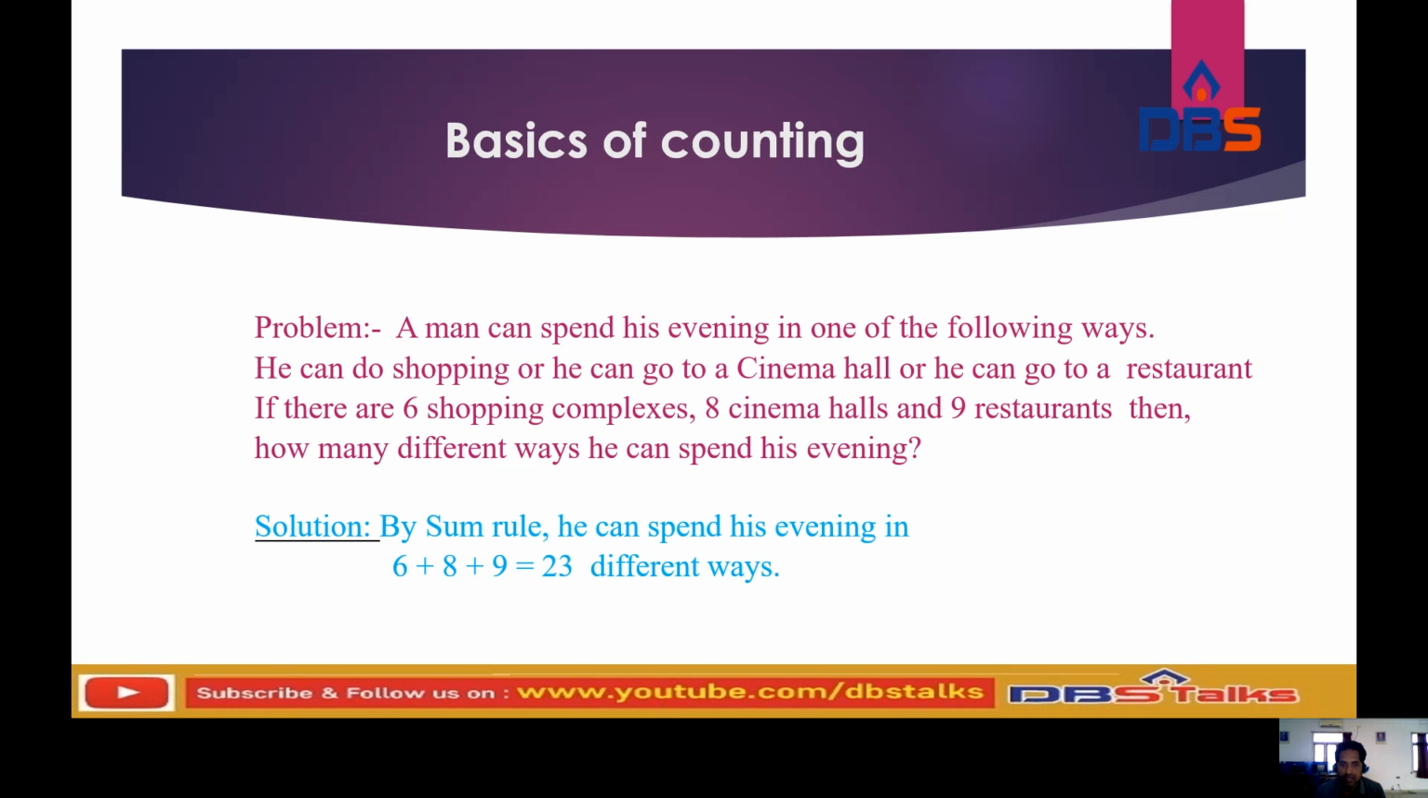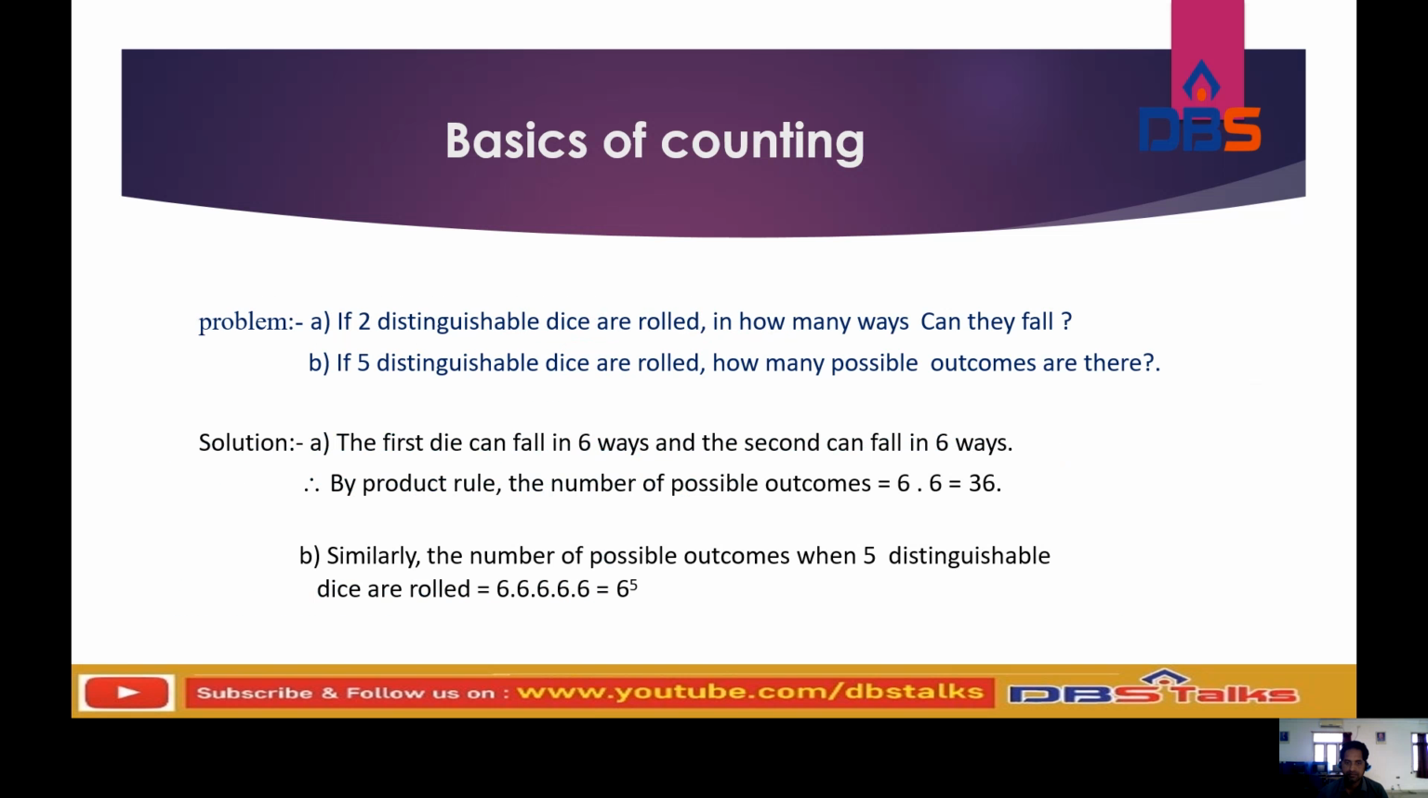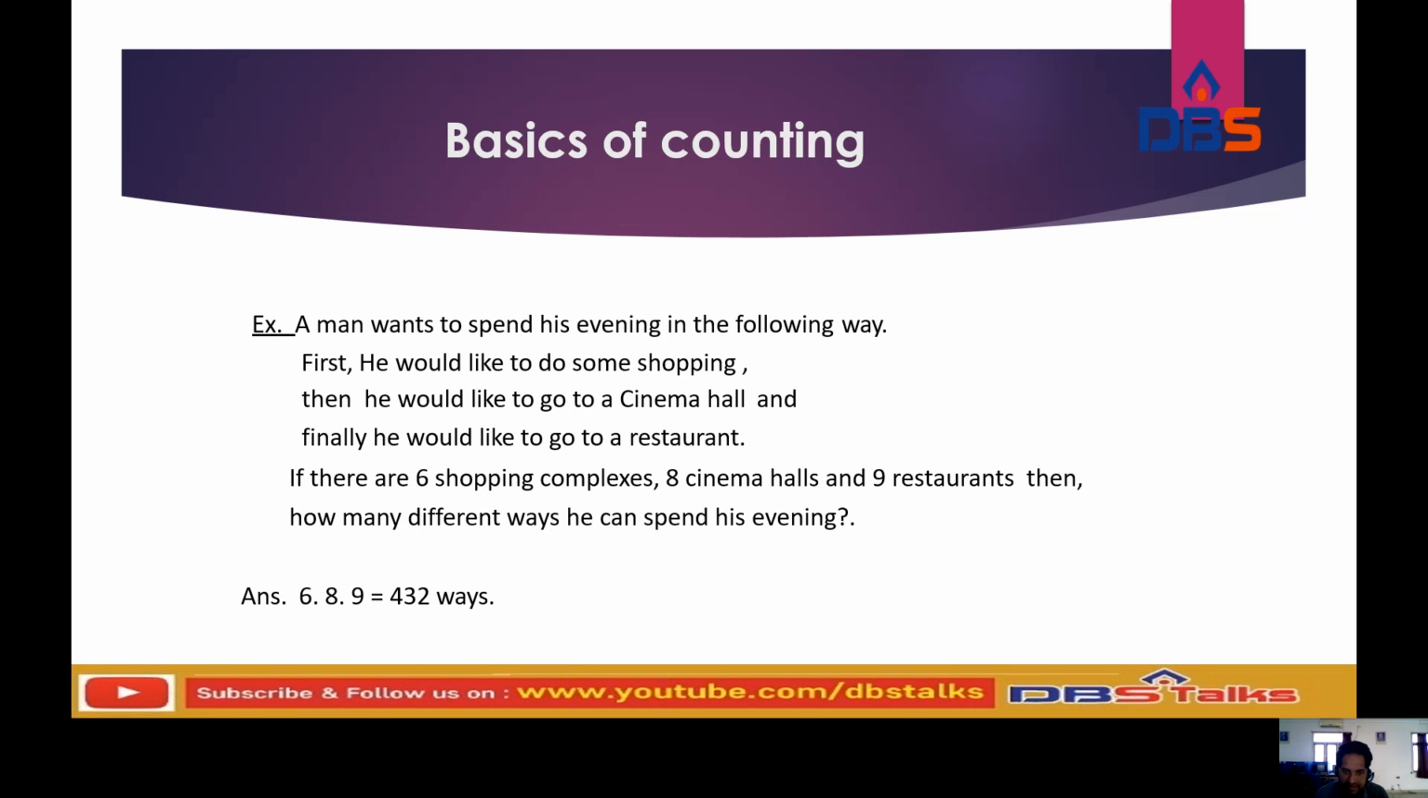A man can do shopping or he can do cinema hall or he can do restaurant, and only one thing, maybe shopping or maybe cinema hall or maybe restaurant. In that way we can use the sum rule, that is 6 plus 8 plus 9. But with the product rule, he goes to all the things: shopping, then cinema hall, then restaurant. In that way, that equals 6 into 8 into 9, that equals 432 ways possible he can spend his evening.